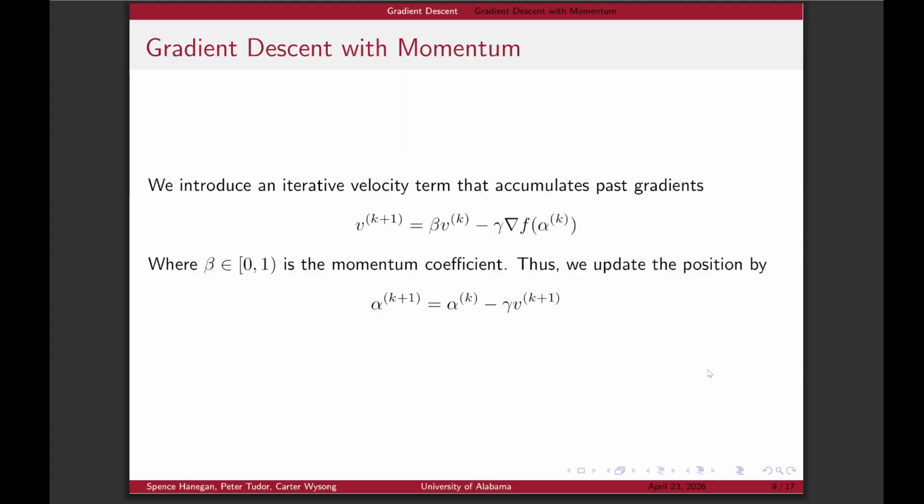Now to mention gradient descent with momentum, the first iteration of gradient descent that was considered. We introduce an iterative velocity term that accumulates the past gradients, v of k plus 1, which equals beta times v at the previous point minus the step size times the gradient at the previous point, where beta resides in 0 to 1 exclusive, and is the momentum coefficient. Thus, we update the position by the following equation.